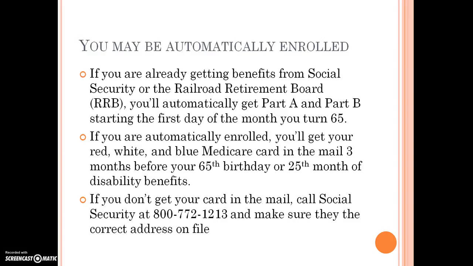If you're under 65 and disabled, you'll automatically get Part A and Part B after you get disability benefits from Social Security for 24 months or certain disability benefits from the RRB for 24 months. If you're automatically enrolled, you'll get your red, white, and blue Medicare card in the mail 3 months before your 65th birthday or 25th month of disability benefits.